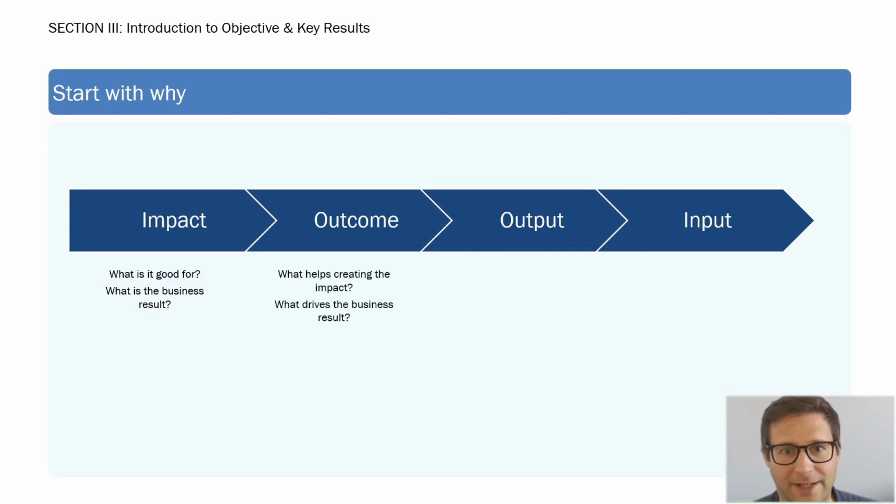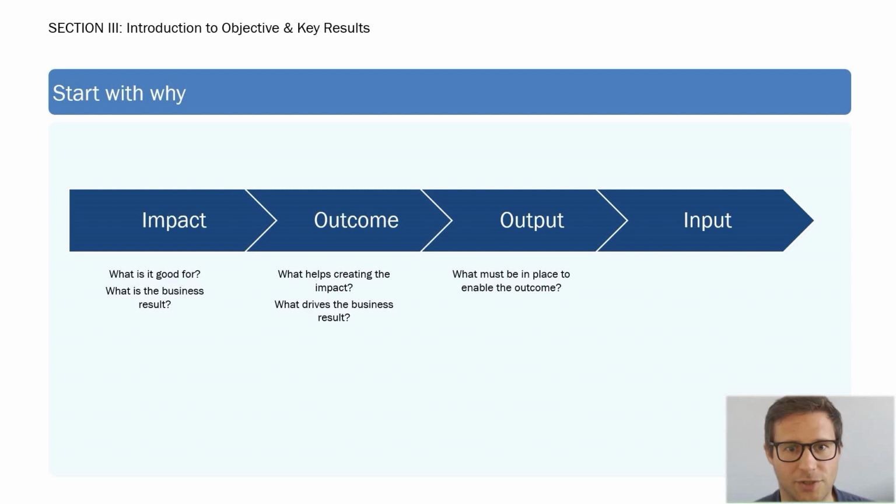what helps creating the impact? Or what drives the business result? In our example, this can be something like, we have the highest market share in the machine learning industry. Again, once this question has been answered, you are allowed to proceed sliding down to the output level.